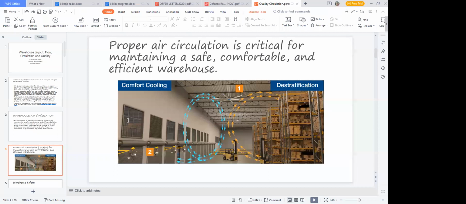From this diagram, you can see comfort cooling. You can see the movement of the air. So this supports the healthy condition in the warehouse.